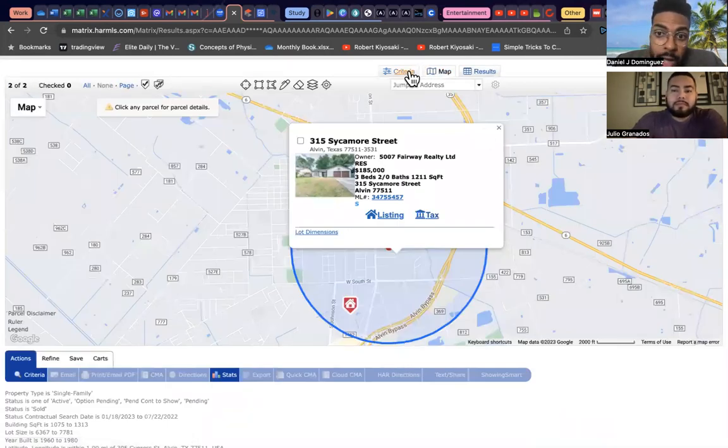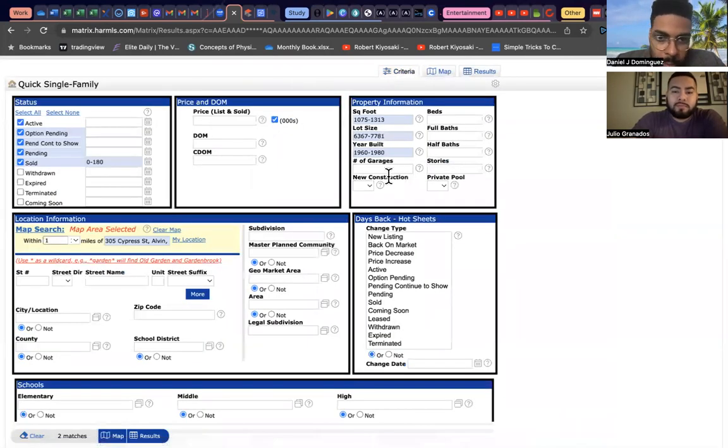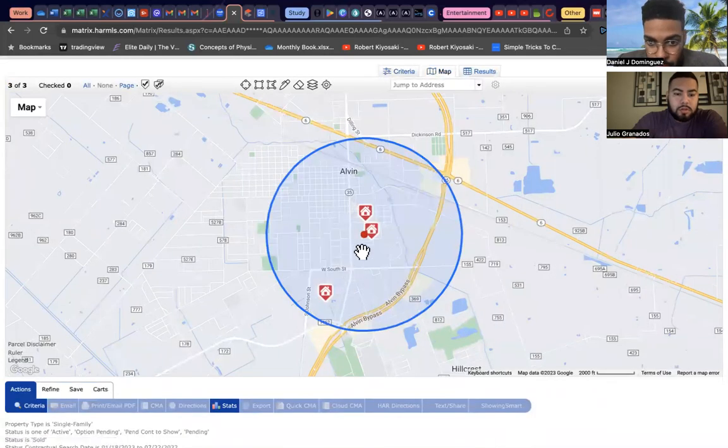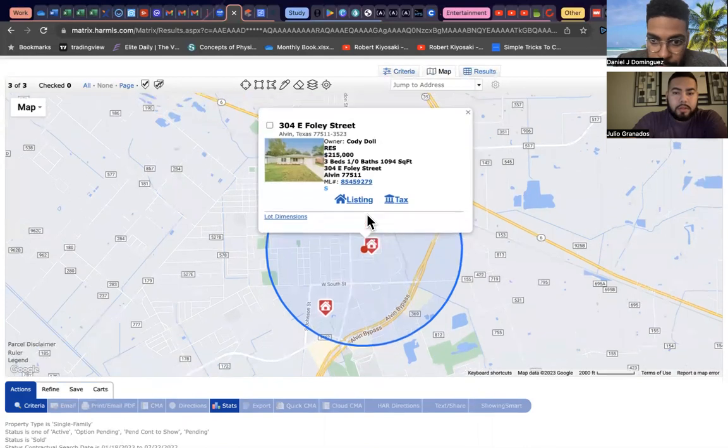All right, so I want to get more information now. We got one comp, 185. Let's play with the numbers here a little bit and see what we come across, if we can find anything with that. All right, so I just took off the year built. All right, look at this one.